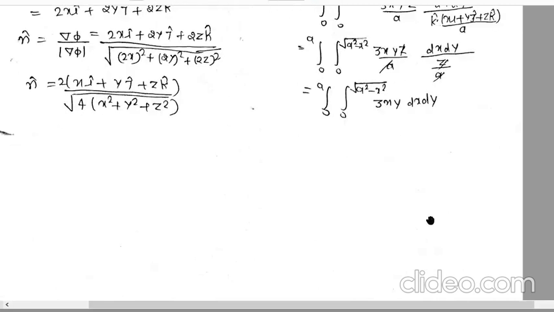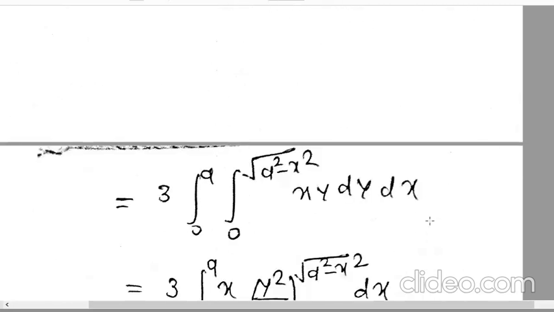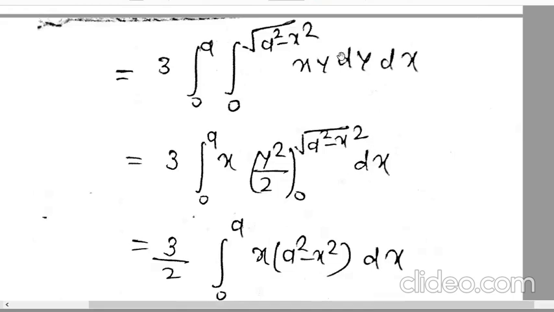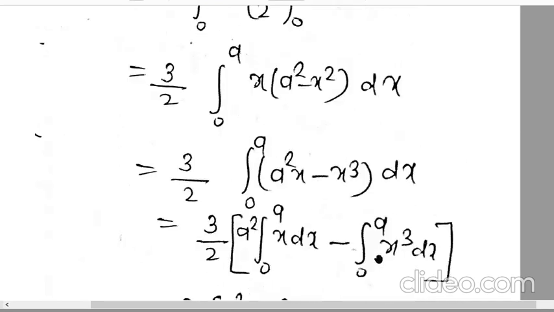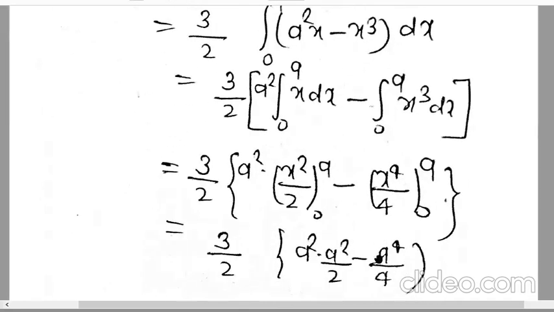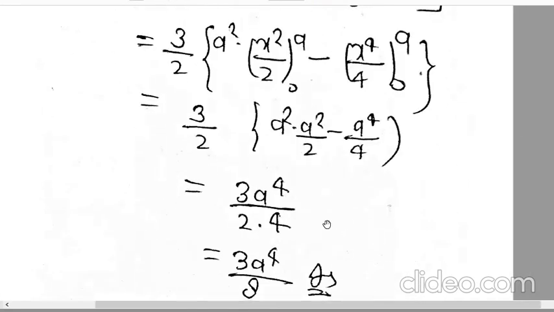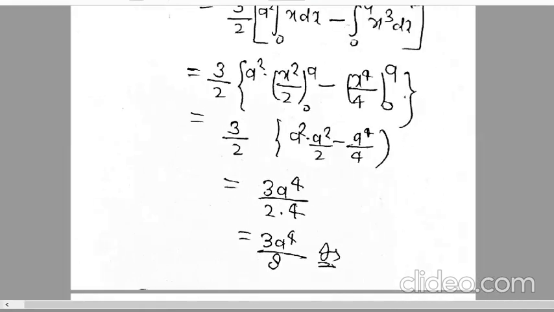Now next, just integrate this integral. First integrating with respect to y, you get y square upon 2. You will get the upper limit a square minus x square, the square root will be removed, and you will get x times a square minus x square into dx here. Just simply integrating with respect to x, and after applying the limits, you can see that 3 upon 8 a to the power 4 is your final answer, right?